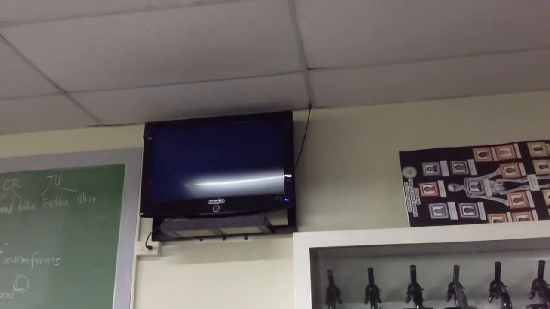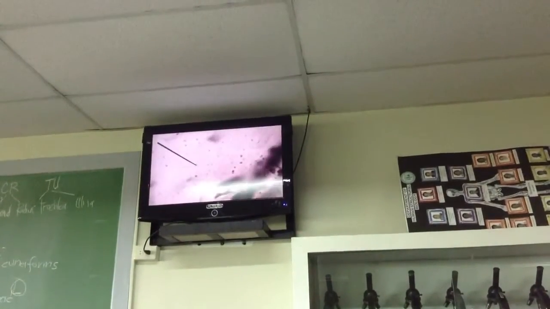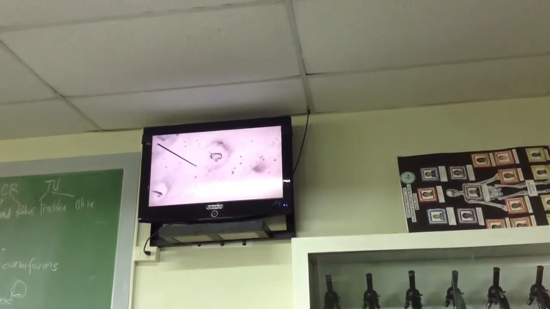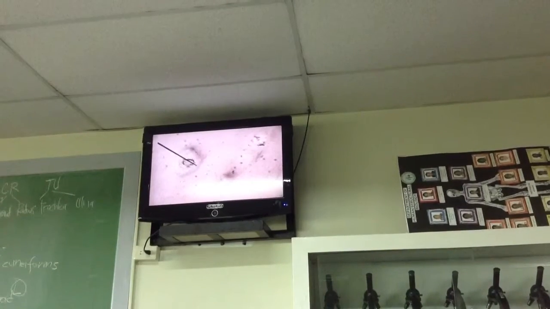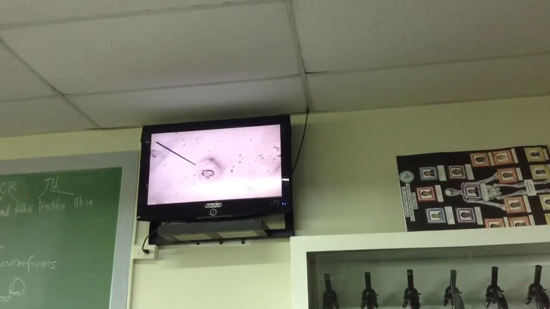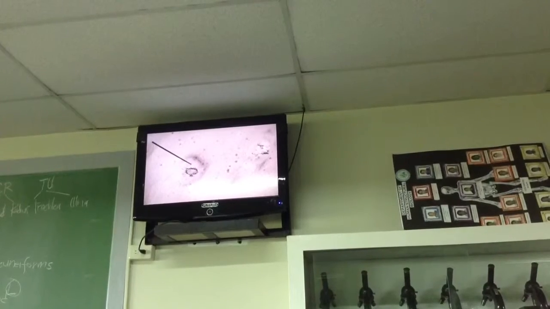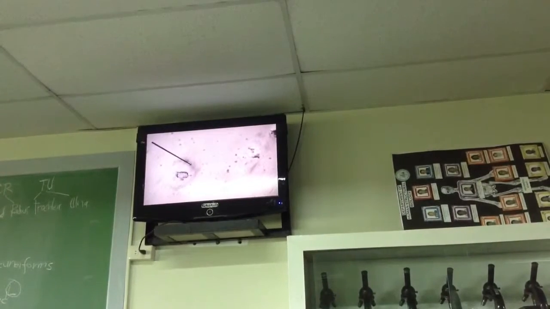Now let's shift to a higher magnification and focus on the chondrocyte. So these are the chondrocytes. They are housed in a space. The space wherein they are located is called the lacuna. So they are located inside a lacuna. The lacuna is surrounded by a matrix.